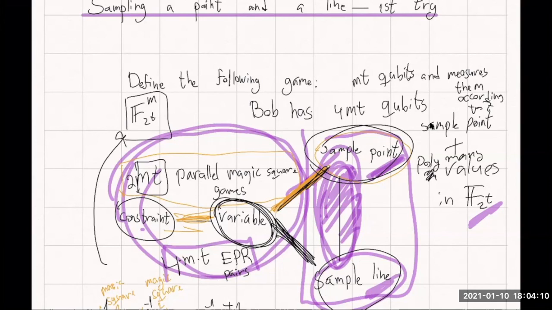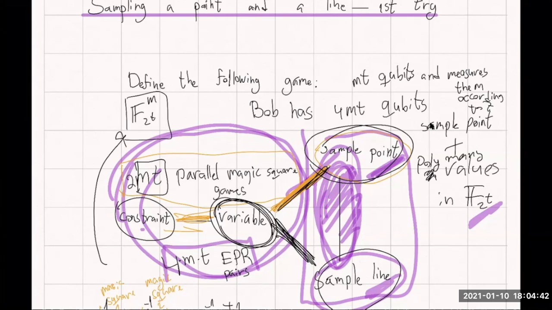Okay, Guy and I are talking together. Maybe Guy talks, and then I'll say what I want. You need entanglement to achieve perfect completeness for the sample point versus sample line game? No, just for the constraint versus variable game. You mean the Magic Square game? The Magic Square game, yeah, of course. But then it means that the variable player plays using a quantum strategy.